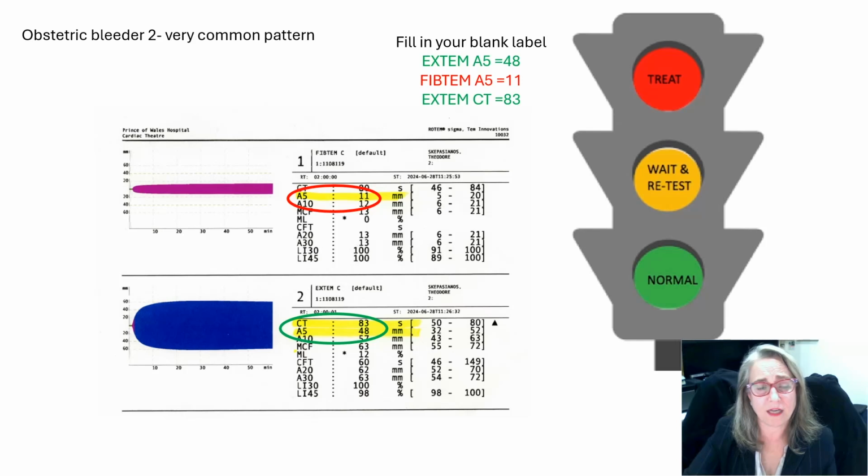This is a very common pattern, and the one that we most commonly see and that I just described when the test is abnormal in obstetrics. And so here we are looking at a FibTEM A5 of 11, and then you've got the EXTEM results there. If you'd like to pause and fill them in on a label and compare that to your algorithm and have a think about what treatment plan might be required for this patient.